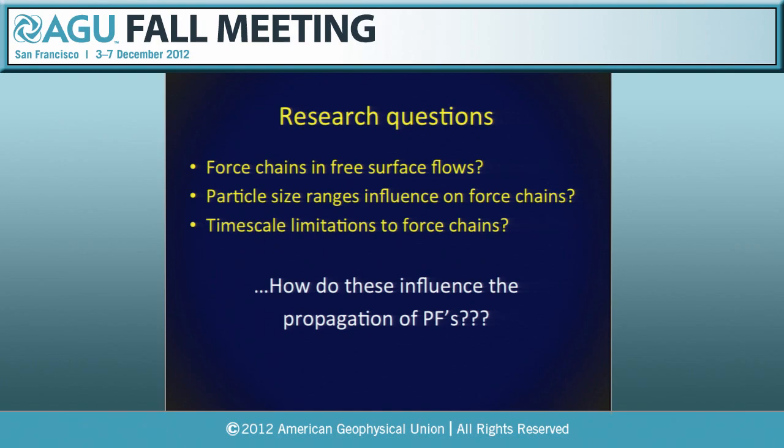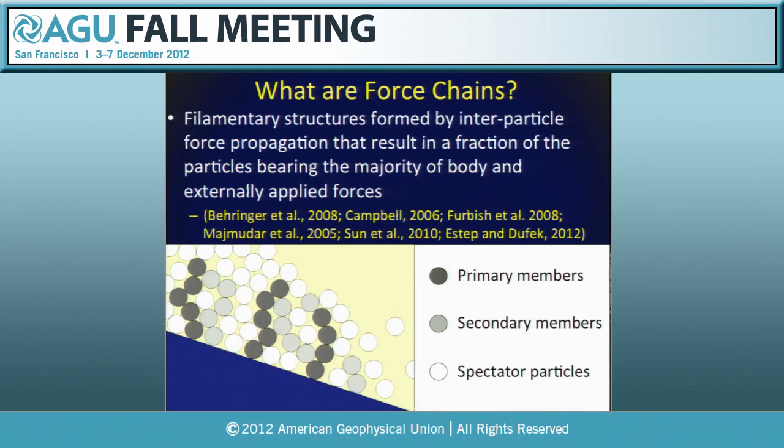Some of the broad research questions that we started with when we began this research were, first of all, are force chains prominent in free surface dynamic flows? What prompted this question is the fact that force chains have been well documented in confined or very slowly shearing systems, and we wanted to look at this for dynamic systems. Assuming that they are present, how does a range of particle sizes influence the force chain development in these systems? And finally, what are the characteristic timescales associated with these types of processes, and are there any limitations due to those timescales, ultimately to get to the question of how all these different things influence the propagation of these flows?